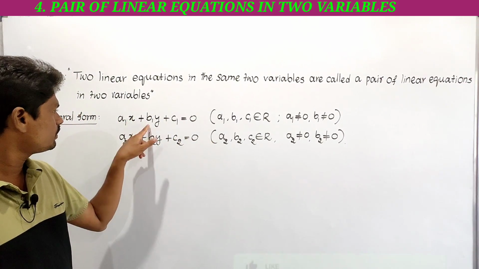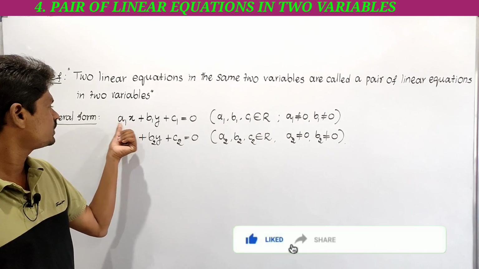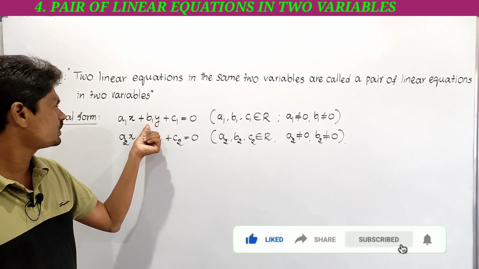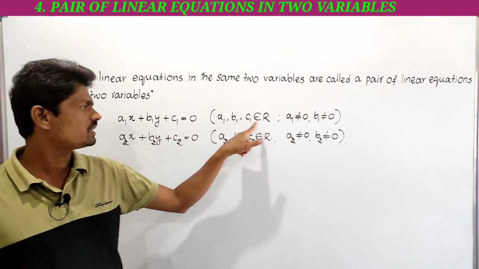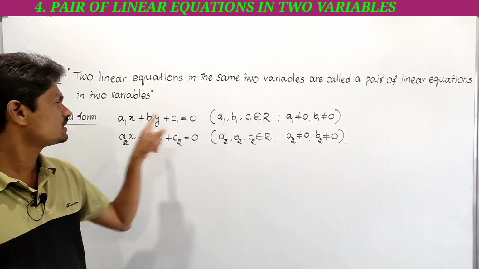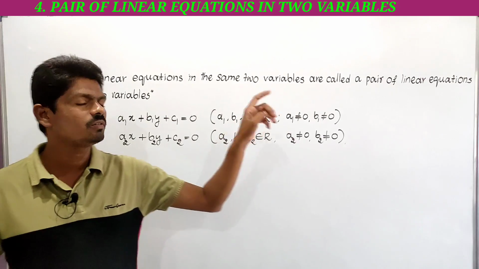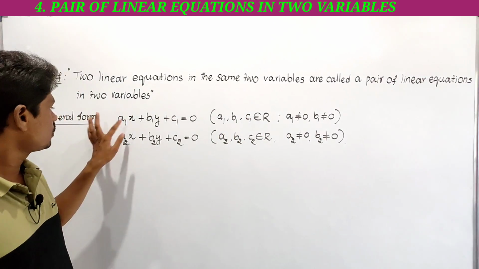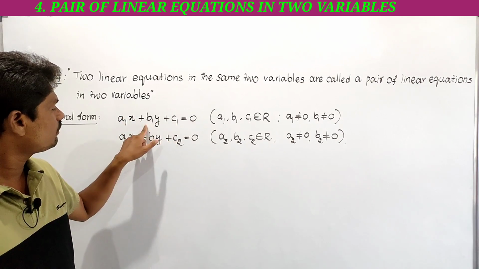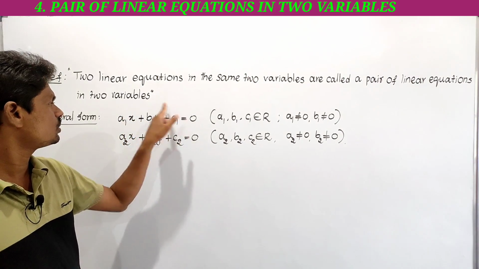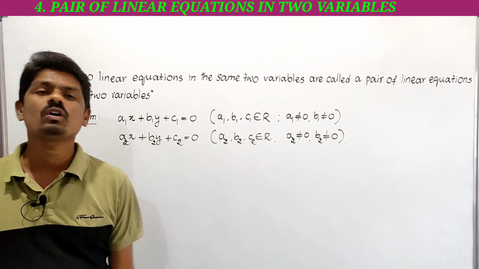So here a1, b1, c1: a1 is the coefficient of x, b1 is the coefficient of y and c1 is a constant. a1, b1, c1 are real numbers. The condition is a1 is not equal to 0 and b1 is not equal to 0. So if a1 is equal to 0, then that term becomes 0. Then b1y plus c1 equal to 0 is a linear equation in one variable.